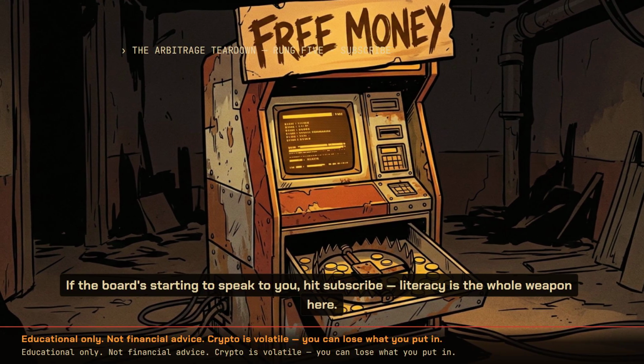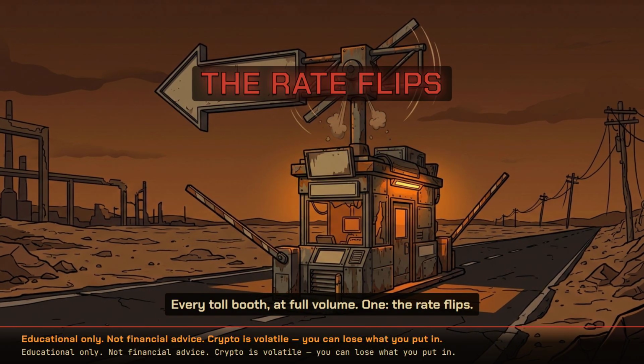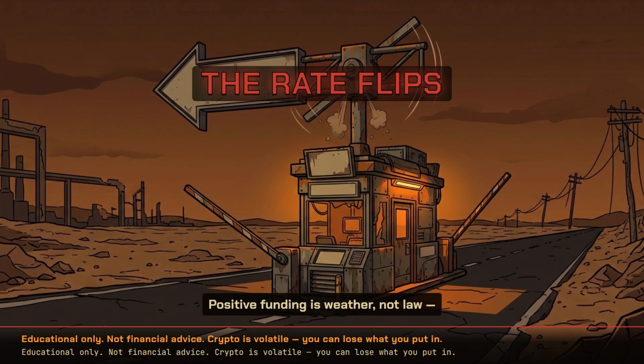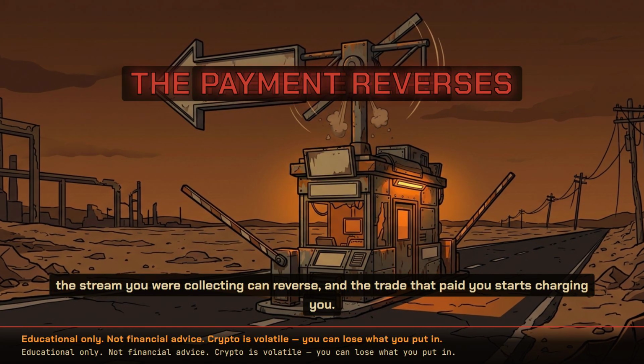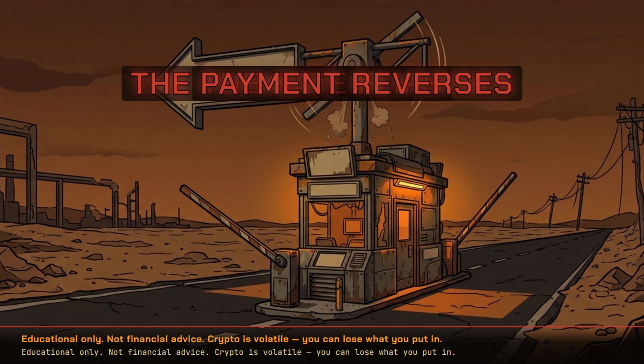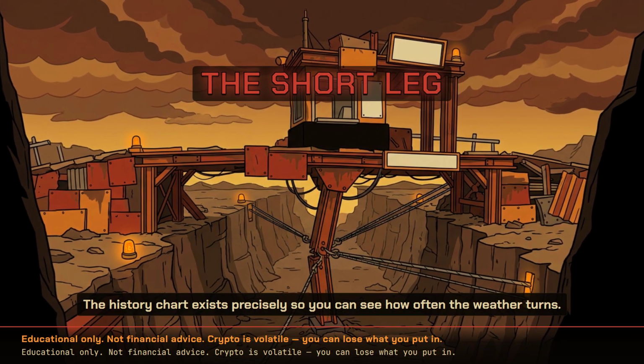Literacy is the whole weapon here. Every toll booth at full volume. 1. The rate flips. Positive funding is weather, not law. The stream you were collecting can reverse, and the trade that paid you starts charging you. The history chart exists precisely so you can see how often the weather turns.